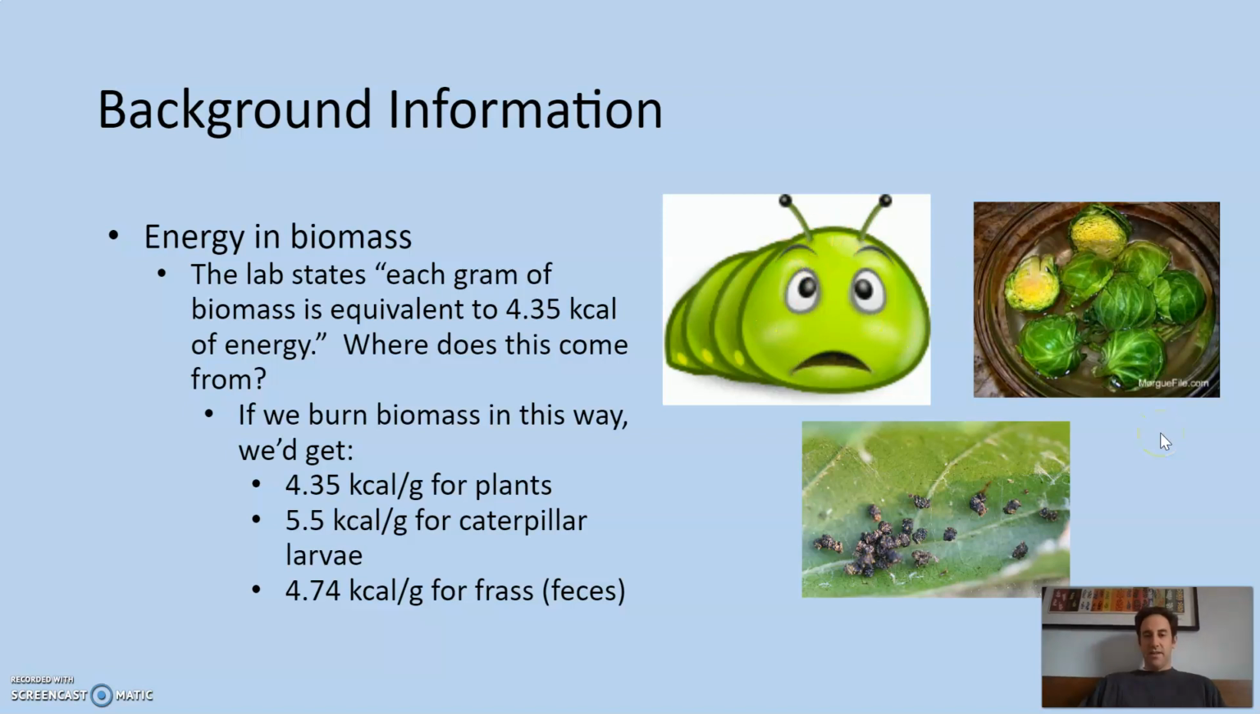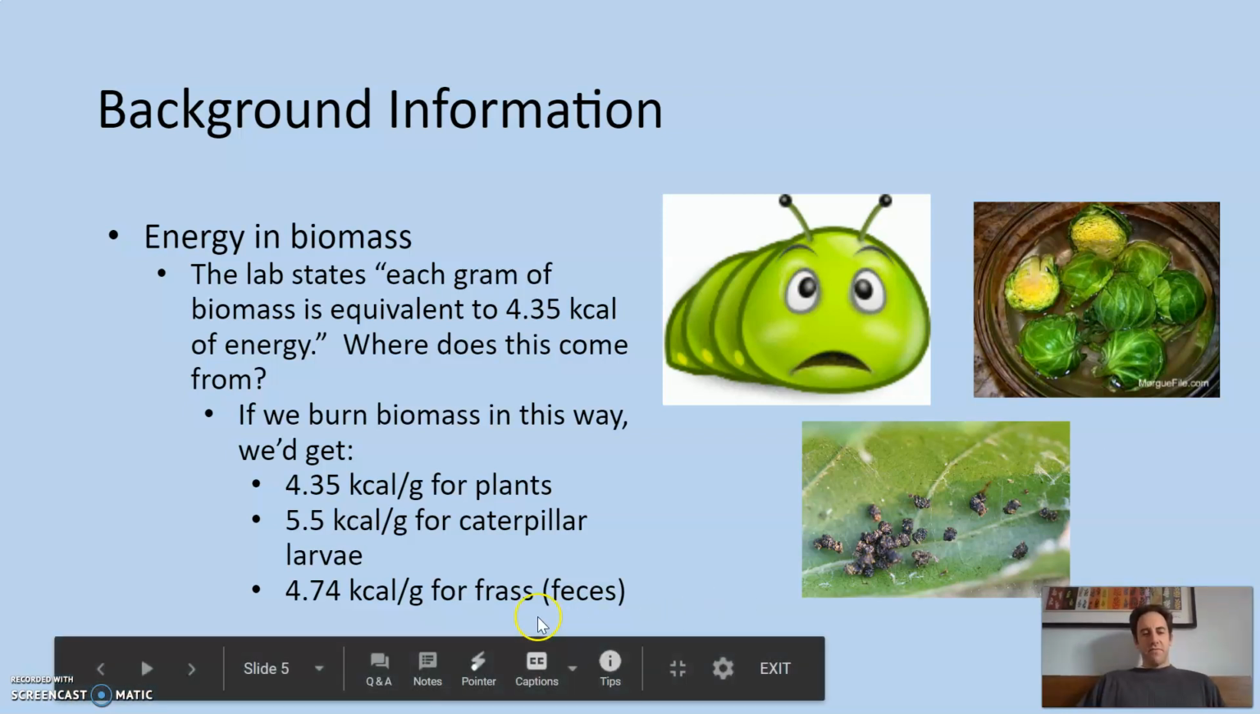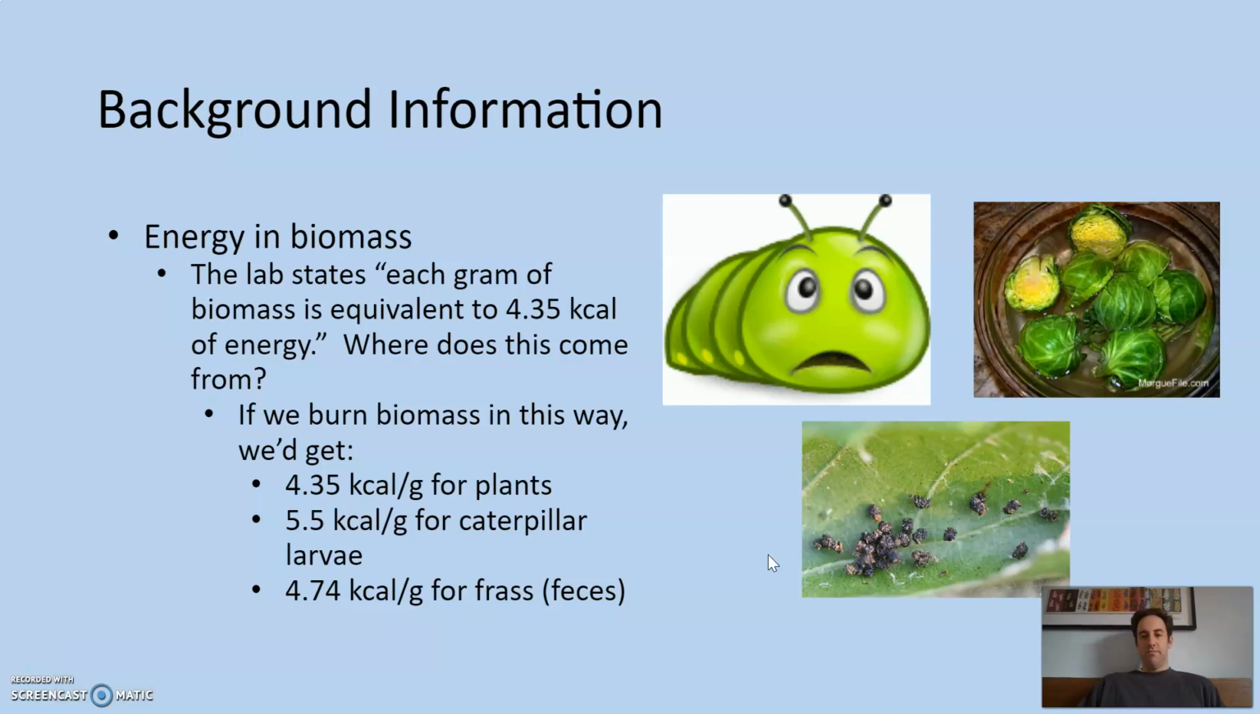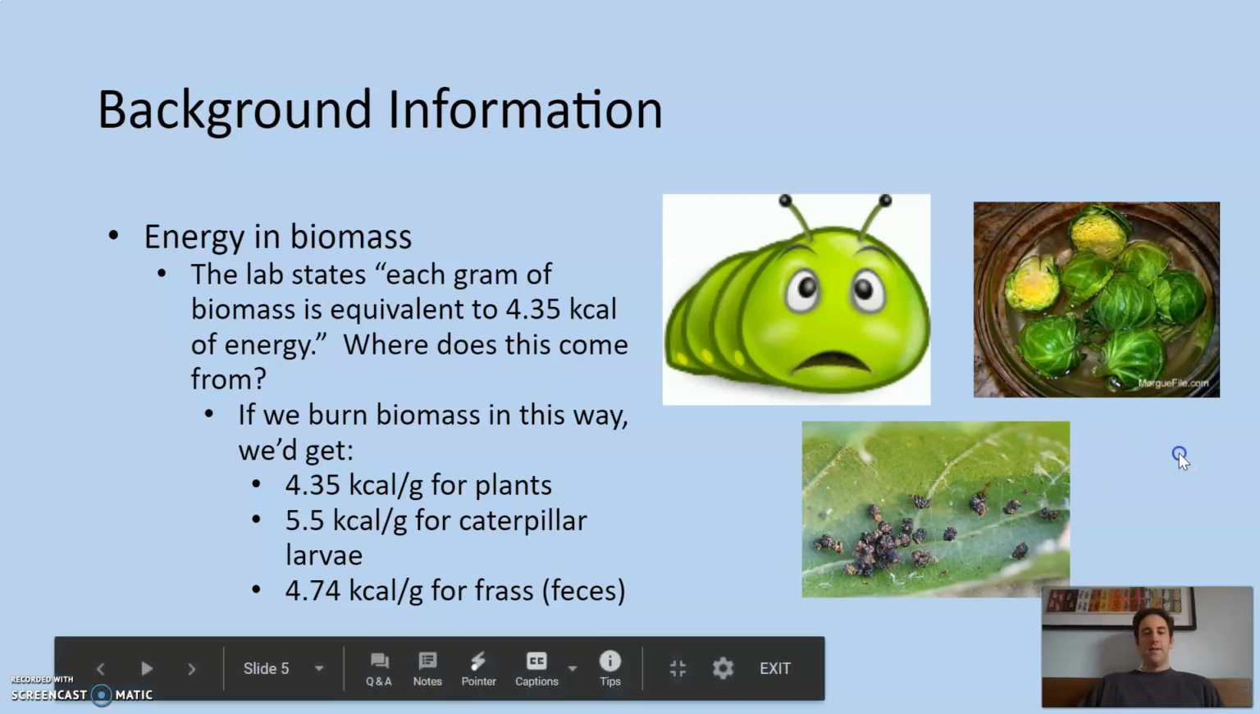Yeah, you have to kill caterpillar larvae and burn them in this lab, which is one of the reasons why I just don't want to do that. And then 4.74 kilocalories per gram for frass, which is basically caterpillar poop. Okay, so you get these numbers, and the lab just kind of tosses these numbers around at you without really explaining where they come from. But basically, they come from burning them in a calorimeter and seeing how much the water temperature changes as a result.